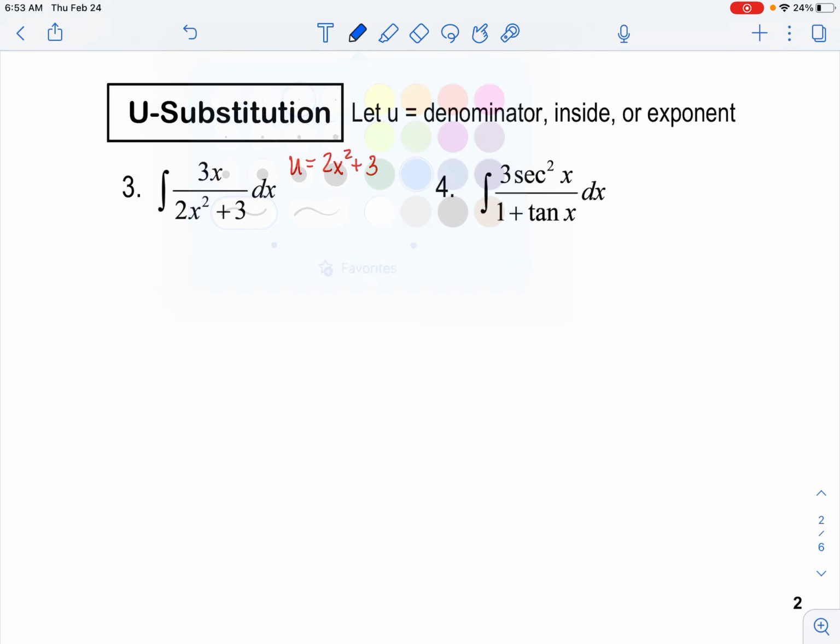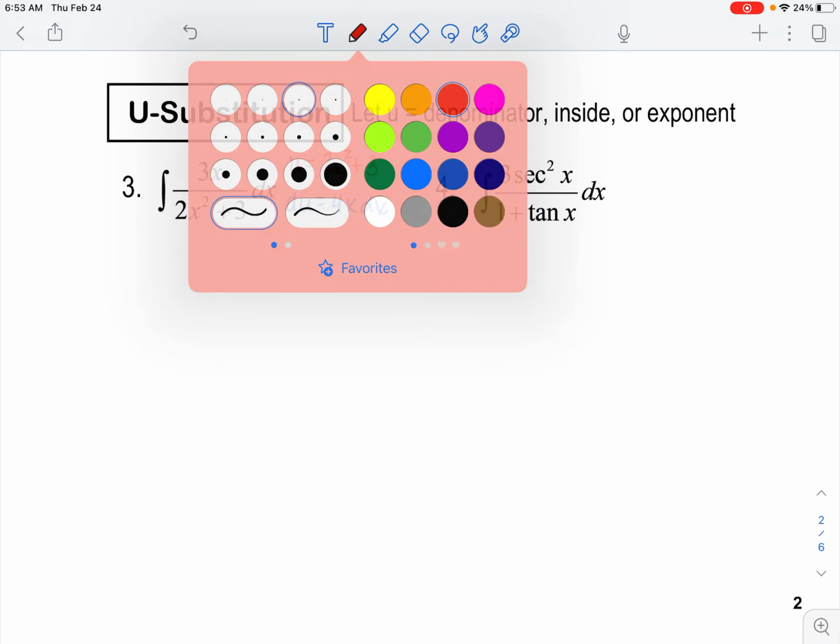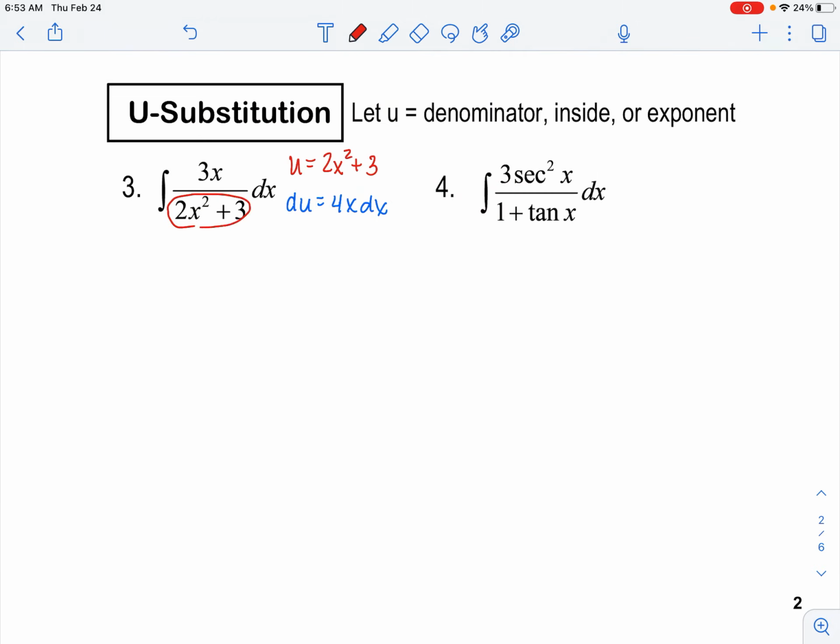That makes the derivative of that, so du is 4x dx. And then before we just solve for dx, we're going to look at what we have in our integral here, and we know that this is going to be u. And when we see that, we have this x up here that we're going to have to get rid of. So in the blue there, we're just going to solve for x dx. We're going to divide by 4, so 1/4 du is x dx. So in place of x dx, we're going to put 1/4 du.